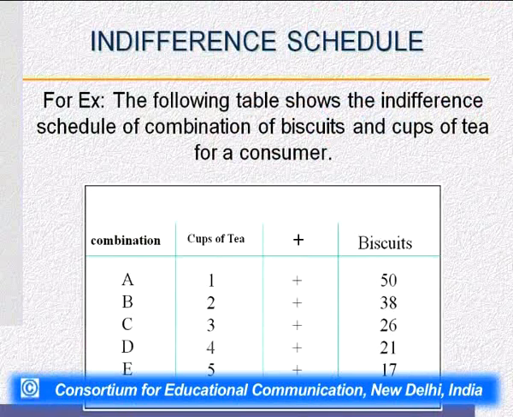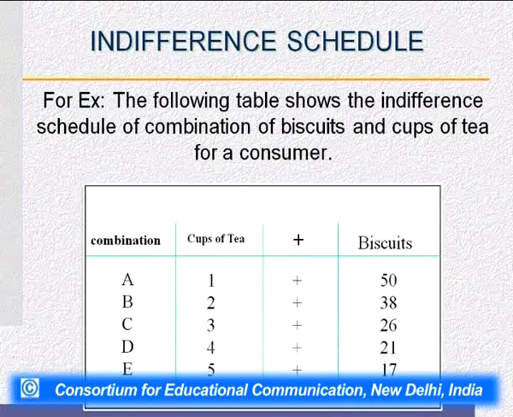In a particular time period, you have to choose only two commodities with some combinations. Now, what is the meaning of an indifference schedule, how does it work, and how is the indifference curve framed with the help of this schedule?